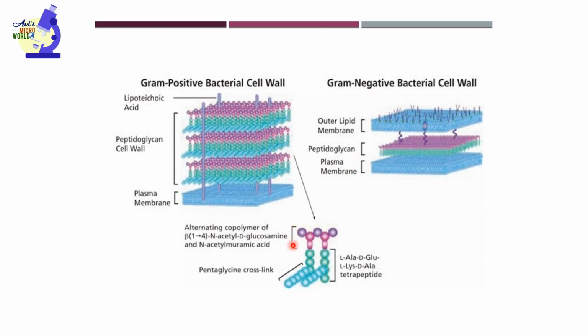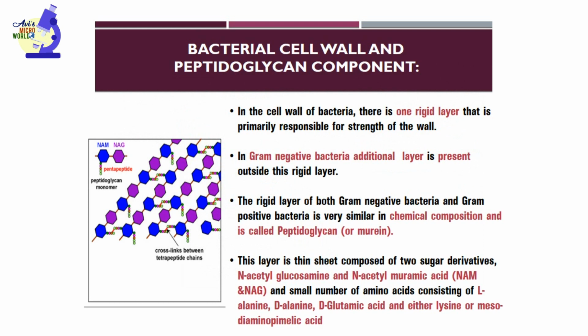Here we need to know about the three different bonds or the three different links. First, the pentaglycine cross-link. Second one is the tetrapeptide link. And the third one is the NAG or NAM link. Okay, that's the three things we need to understand here.